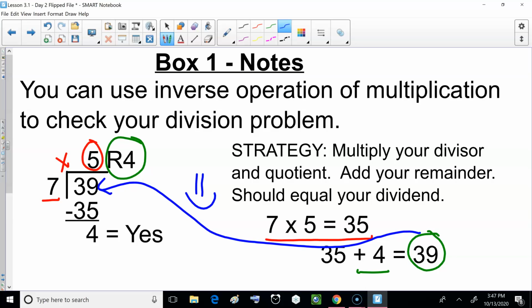So you can pause the video right now. You can write down this strategy right over here to help you out, to show you how to make sense of a division problem and how to check your work with multiplication.